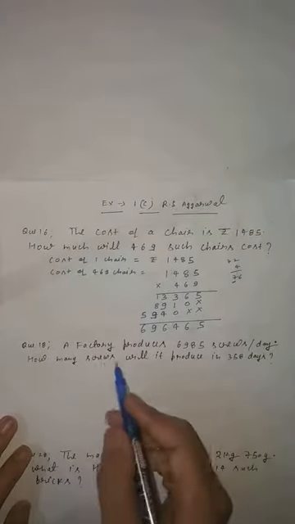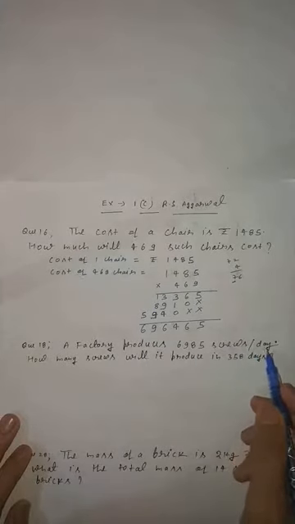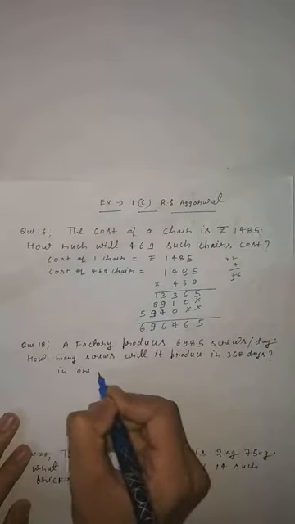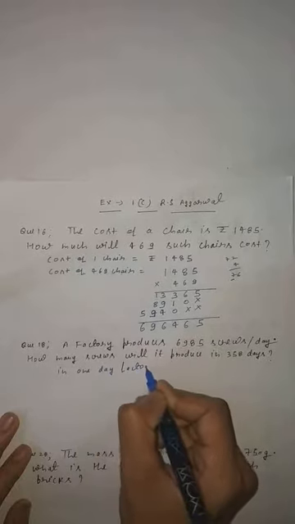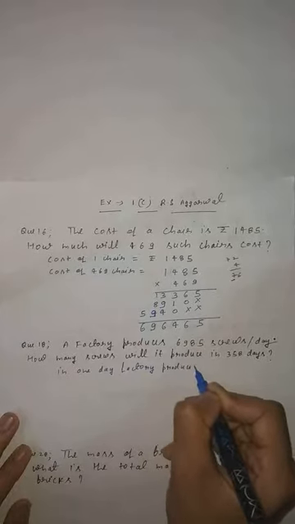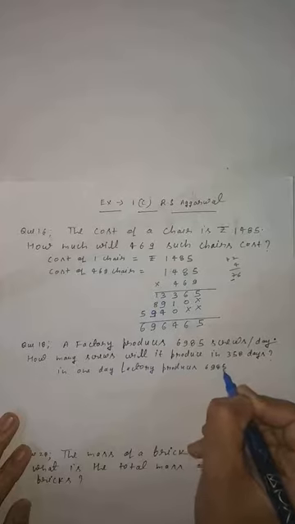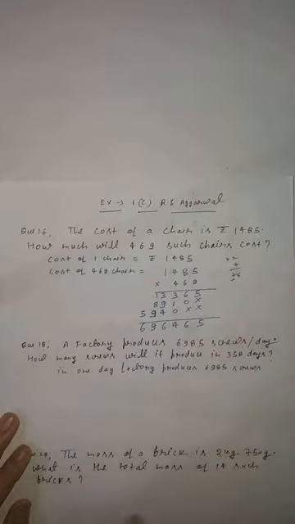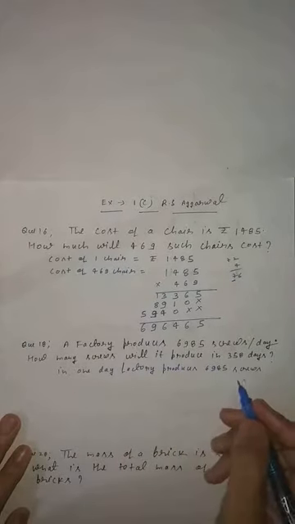This is quite the same. A factory produces 6,985 screws per day. Means in one day, the factory produces 6,985 screws. Clear, students? So what do you have to find out? How many screws will it produce in 358 days?